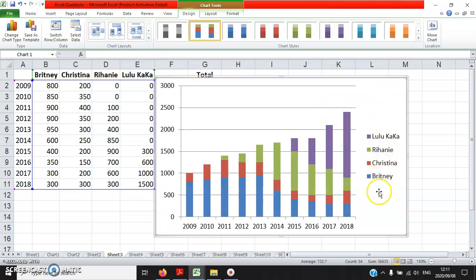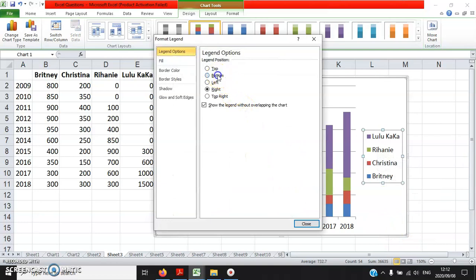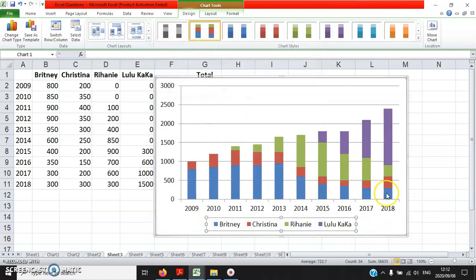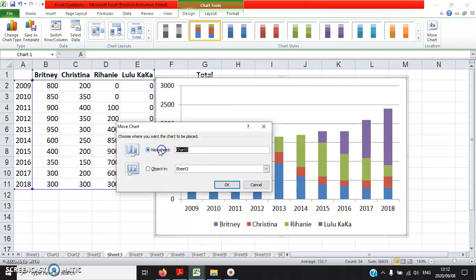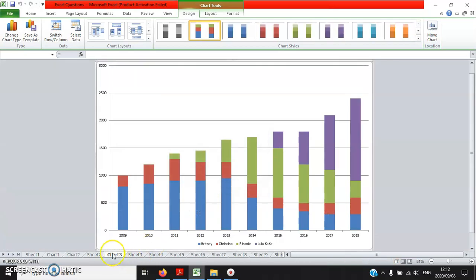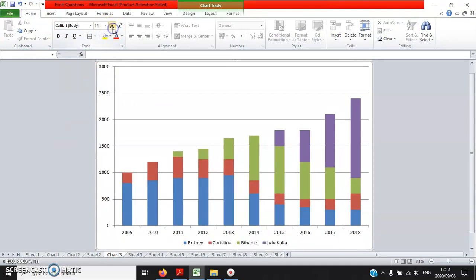And this time we need to keep the legends because there are 4 variables involved. But we usually put the legend at the bottom. So right click, format legend, bottom. Then the chart looks nicer. And you can see from this chart the demise of Britney and more students support Lulu Kaka. Then right click, move chart, new sheet, chart 3. Okay, and I can just increase the font size a bit.